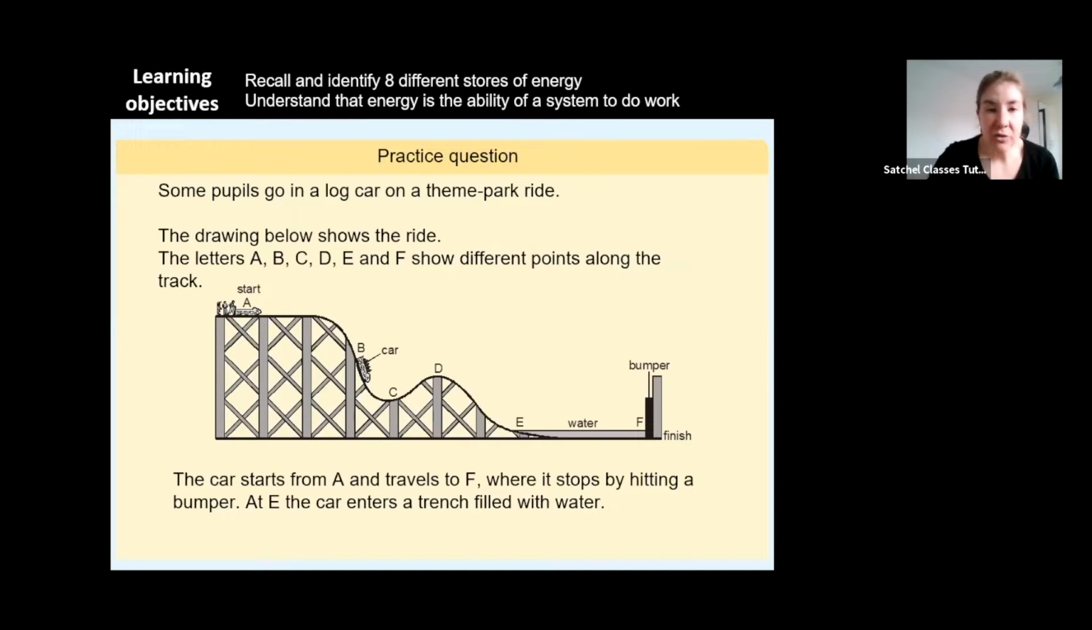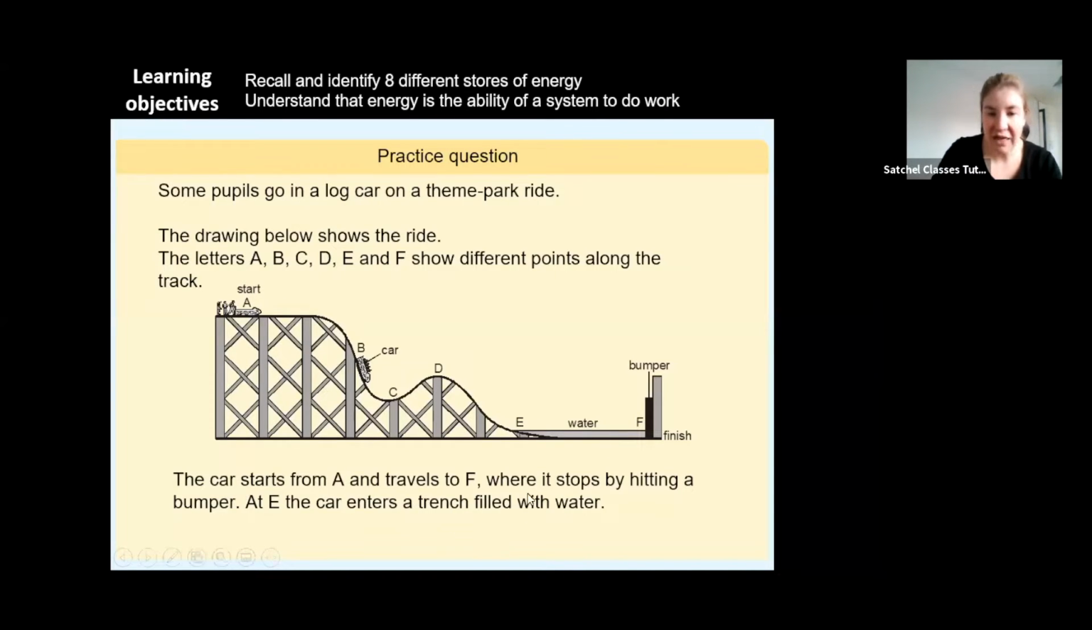So it says some pupils go in a log car on a theme park ride. The drawing below shows the ride. The letters A, B, C, D, E, and F show different points along the track. The car starts from A over here and travels to F, where it stops.